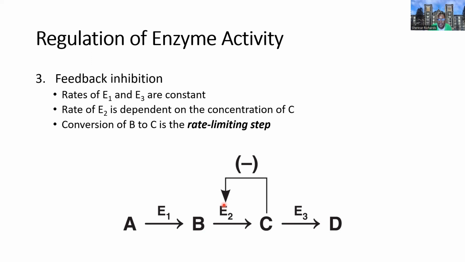And so the rate limiting step can be described as the conversion of substrate B into substrate C or product C, depending on how you look at it. So from B to C, this is the rate limiting step. And many reactions have a rate limiting step. It's the step that will ultimately determine the rate of the entire reaction. Therefore, if we have lower levels of substrate C, that can actually speed up the action of enzyme 2 in order to produce more of that substrate C.